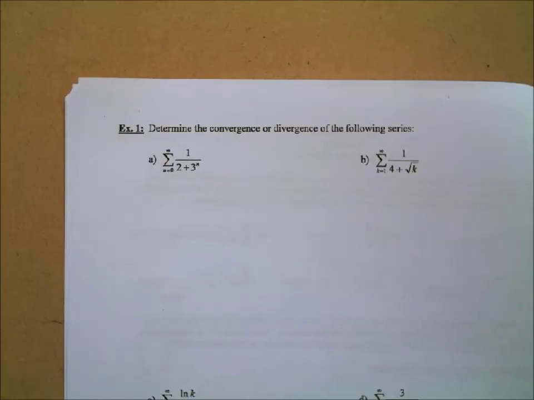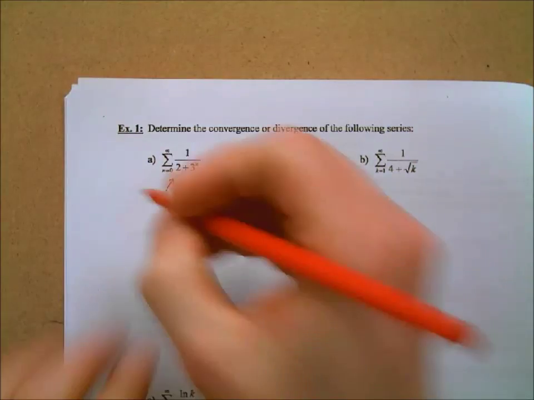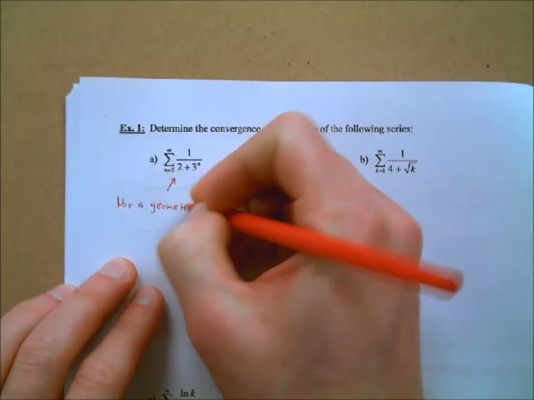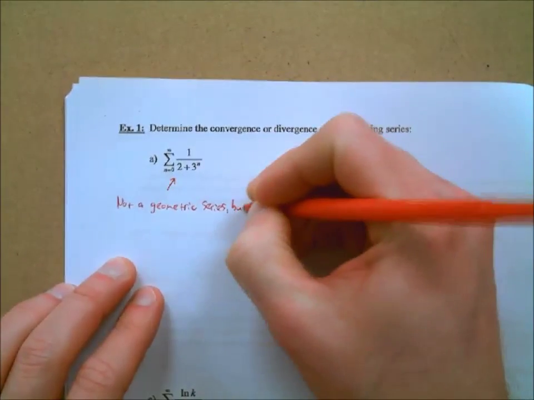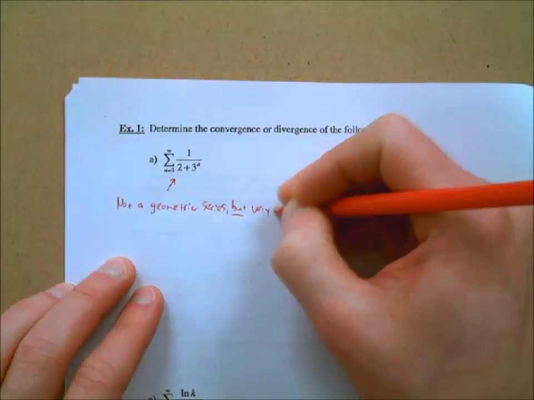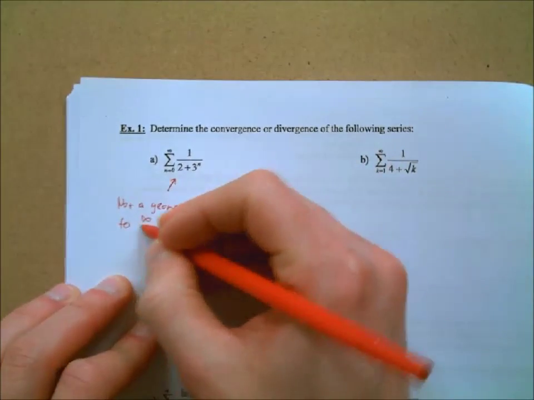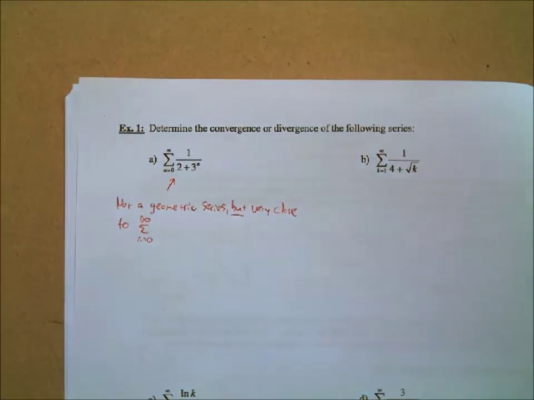And so that way we can then hopefully determine whether that comparison series diverges or converges, right? Okay? So, this right here is very close to, but not quite, what kind of series? A geometric series. So this is not a geometric series. But very close to the sum from n equals 0 to infinity of what? What geometric series would this be really close to? 1 over 3 to the n, right?